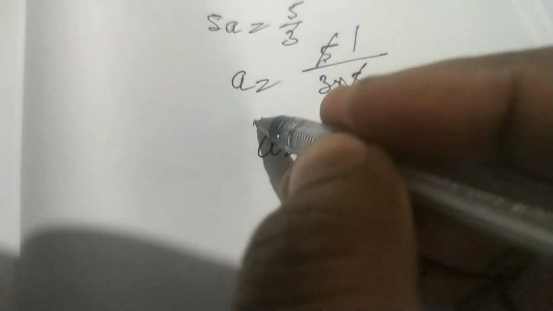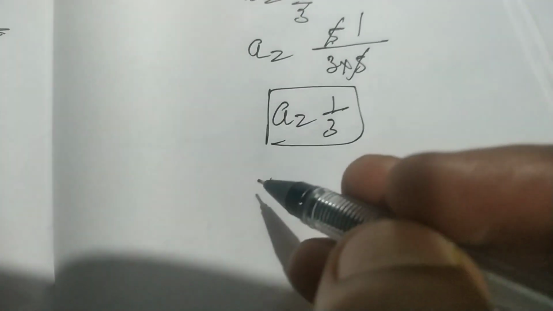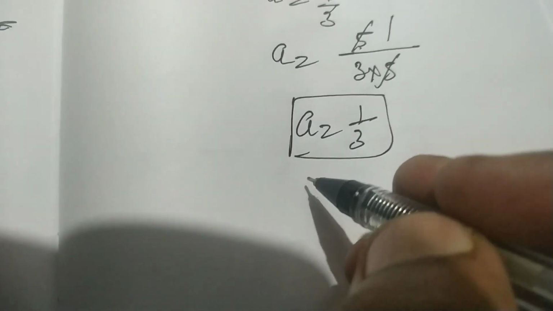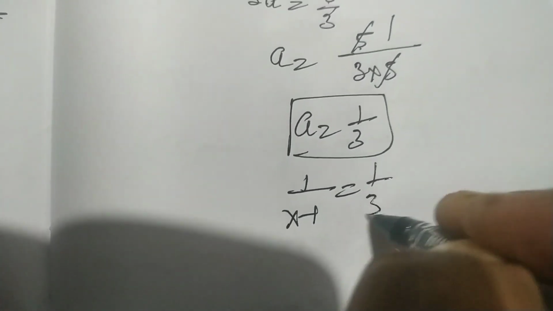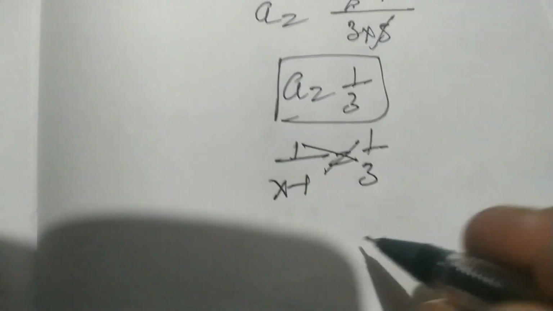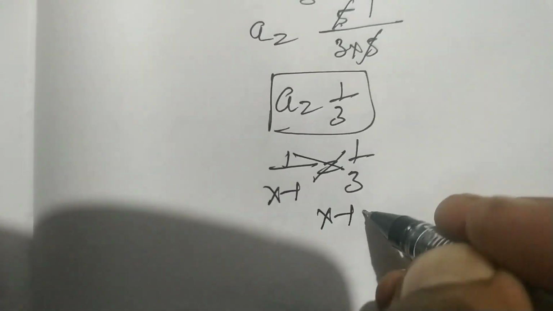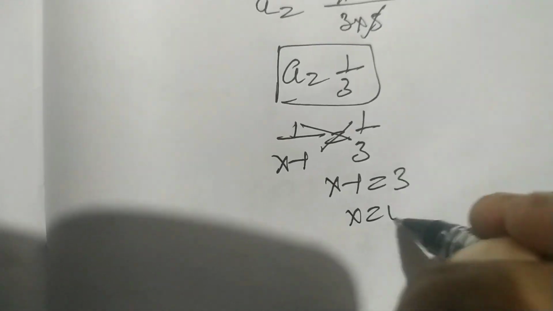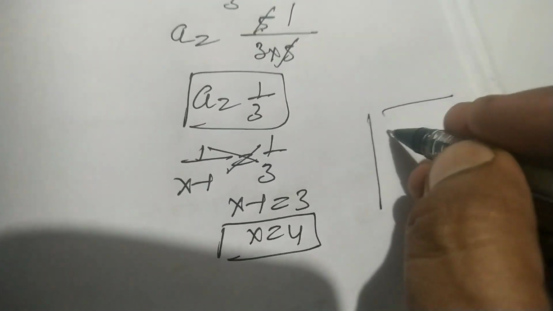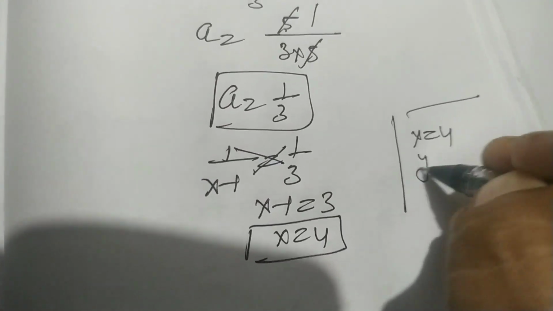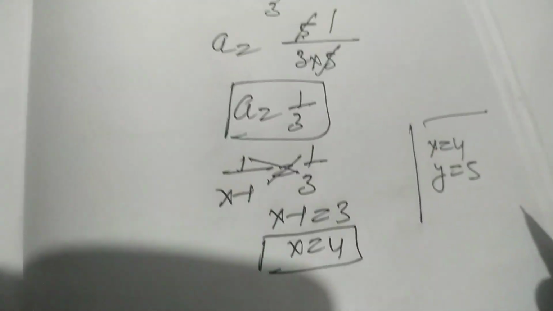Now this is the value of a, but we have to find x and y. So what is a? a is 1 upon x minus 1, which is equal to 1 upon 3. If you cross multiply, we get x minus 1 is equal to 3. Then x is equal to 4. Now we have the two values: x is equal to 4 and y is equal to 5.